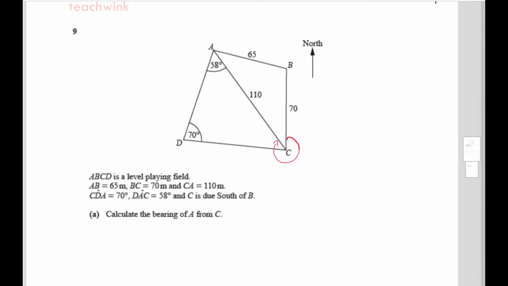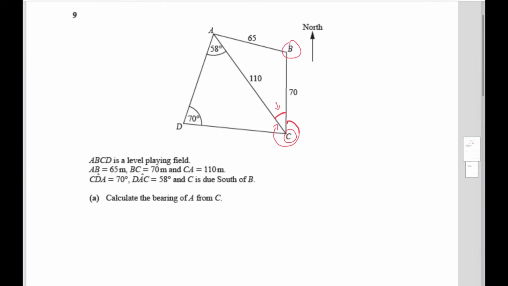To make things simpler, since the question says that C is due south of B, that means B is due north of C. If we find this angle right here and we subtract it from 360, we would get the bearing of A from C. So how do we find this angle? We use the cosine rule.